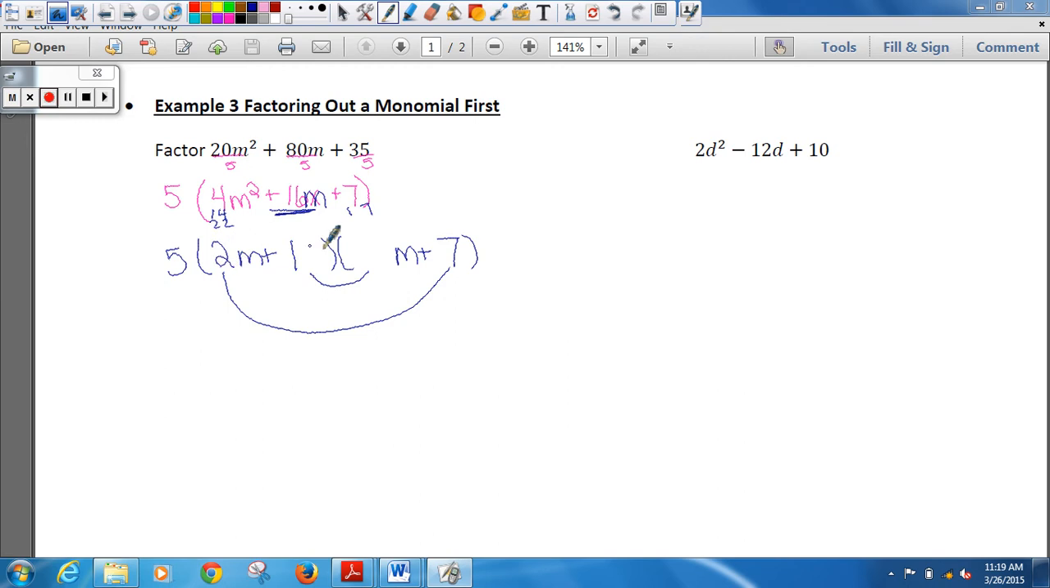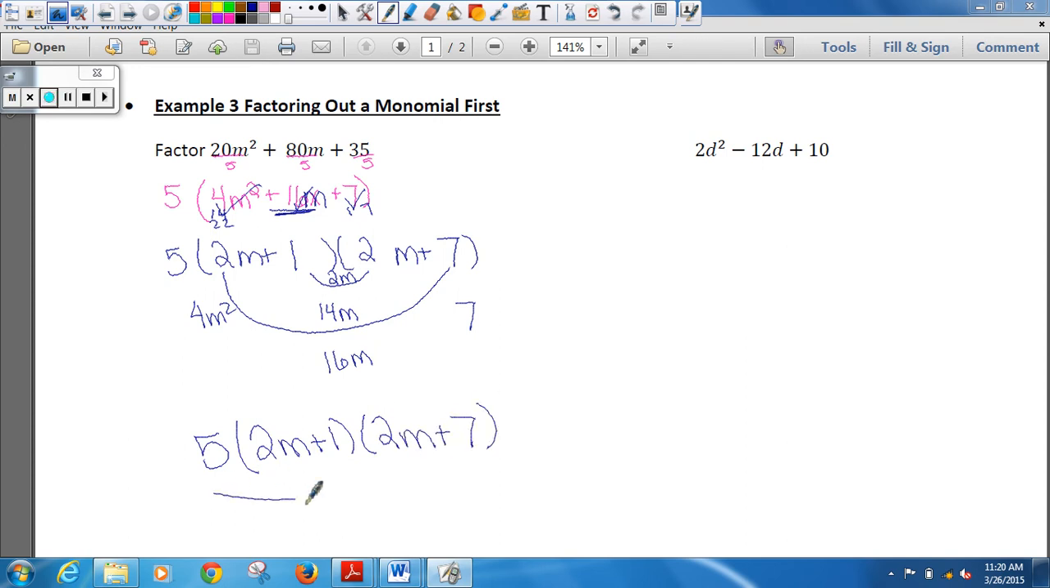So then if I use 2 and 2, I would get 2m. 2m times 7 is 14m. That does give me 16m, which I need. 1 times 7 is 7. And 2m times 2m is 4m squared. So my answer here, and I'm just going to rewrite it so it makes it easier to see, is 5 times the quantity 2m plus 1 times the quantity 2m plus 7. This whole thing is your solution, because 5 is the GCF, or the greatest common factor, that you factored out to begin with. So anytime they have something in common that can be factored out, you need to do so before you go ahead and do the final factoring.